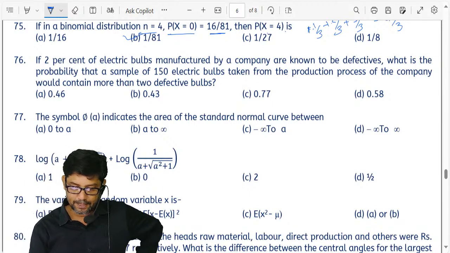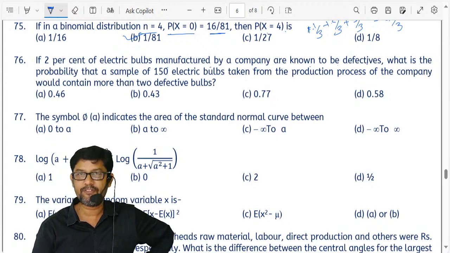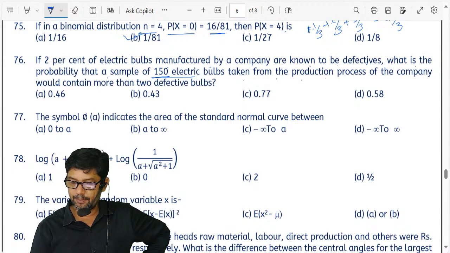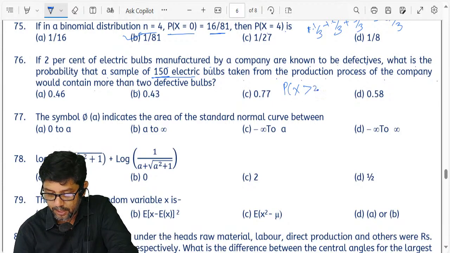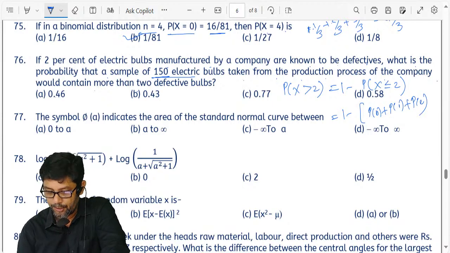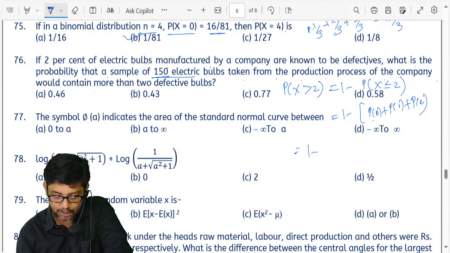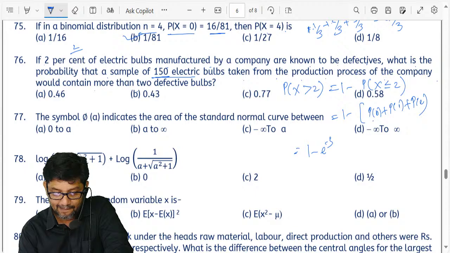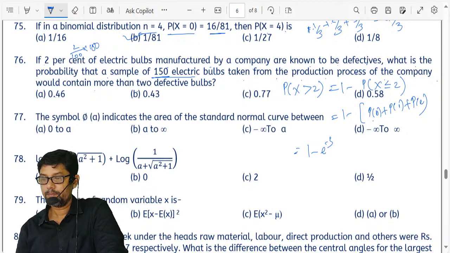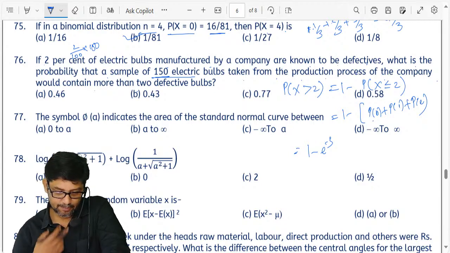Next. 2% of the electric bulbs manufactured by a company are known to be defective. Poisson distribution. What is the probability that a sample of 150 electric bulbs taken from the production process of the company would contain more than 2 defective bulbs? So P of x more than 2 is nothing but 1 minus P of x less than or equal to 2, which is 1 minus P of 0, P of 1, P of 2. Am I right? So 1 minus e power minus m. What is m equal to? 2%, right? 3. How? 2 by 100 into 150, that is np. Correct, 3 only, yes?